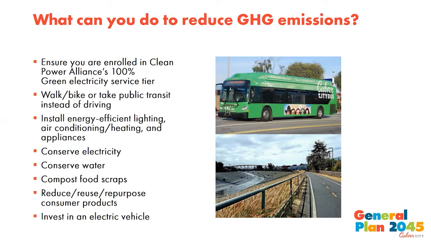Reducing citywide GHG emissions requires effort from both the local government and from the individuals that live there. Some things you can do to help reduce emissions include staying enrolled in CPA's 100% green option and walking, biking, or taking public transit, especially if you're traveling a short distance from home. Other ways include installing energy efficient lighting, HVAC and appliances, and conserving electricity and water. You could also reuse or repurpose household items and prevent unnecessary waste by using reusable shopping bags or using glass jars for food storage. Things that seem really small can add up, especially if a community is dedicated to sustainability.